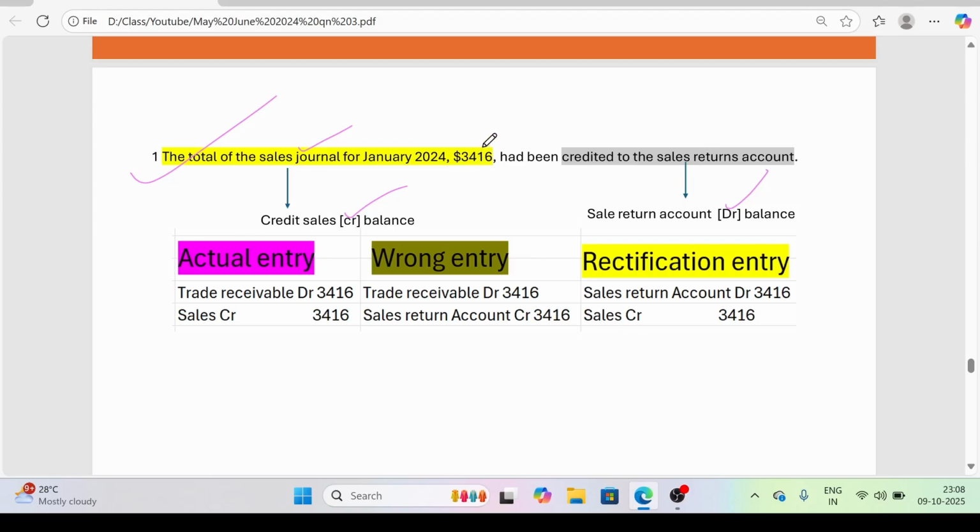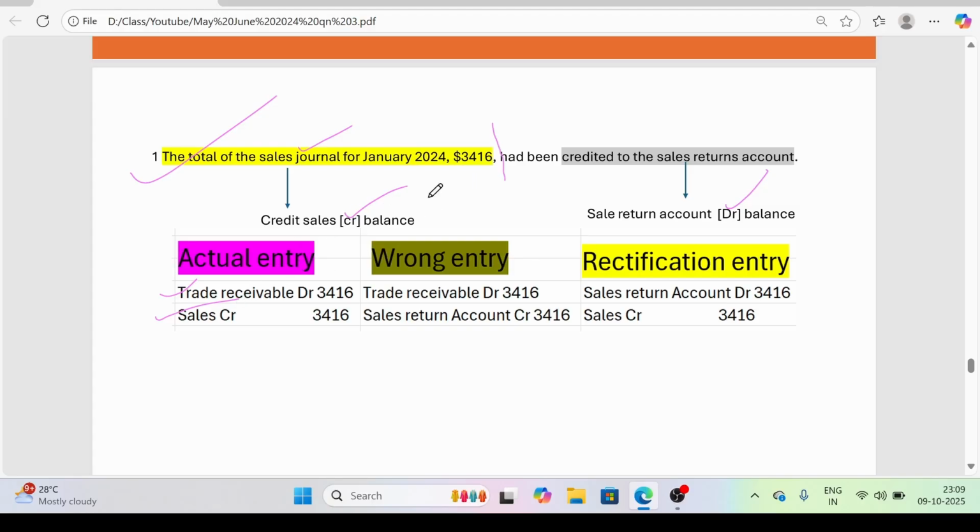Now the actual entry. Up to here we have to make the actual entry. This is how I give the instruction to our students to make them understand the transaction with easy workings. Actual entry means this is the entry they're supposed to do. Total sales journal for January 2024, $3,416. That means sales credit balances to whom they sold. Sales journal means credit sales. So the business sold goods to credit customers. For that journal entry, trade receivable is debit, sales is credit.